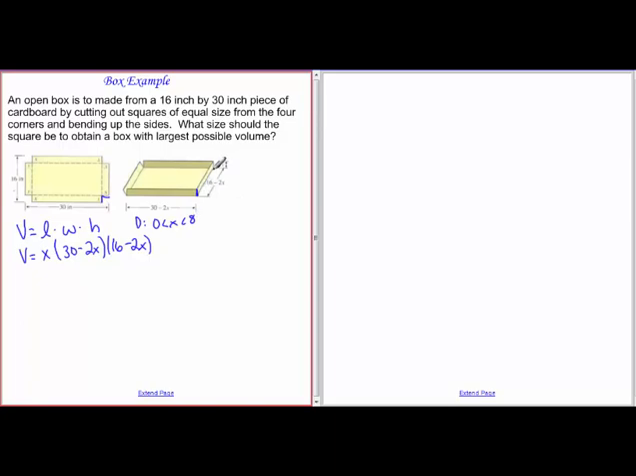Because if I cut more than 8 inches from our width, I couldn't cut 9 inches from one side and 9 inches from the other side, because I only have 16 inches that I'm able to cut, and I need to cut equal lengths from both sides. Okay, FOILing that out. I'm not going to bore you guys with FOIL because that's an Algebra 1 skill.